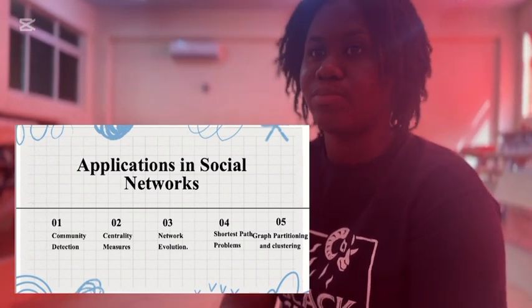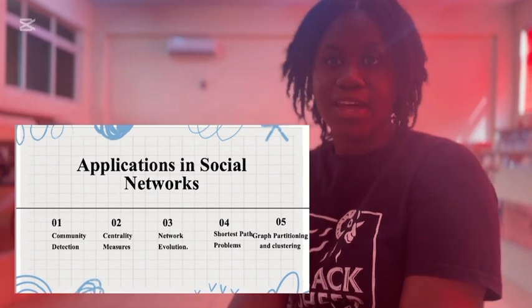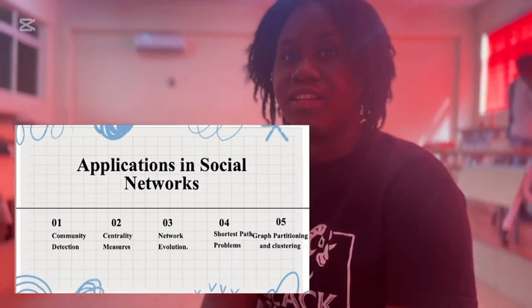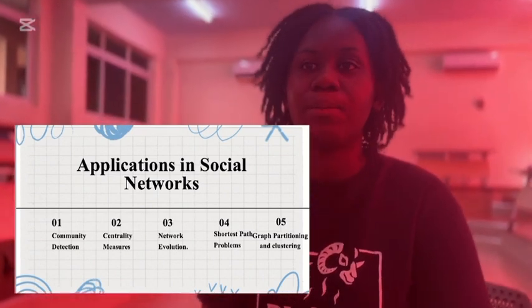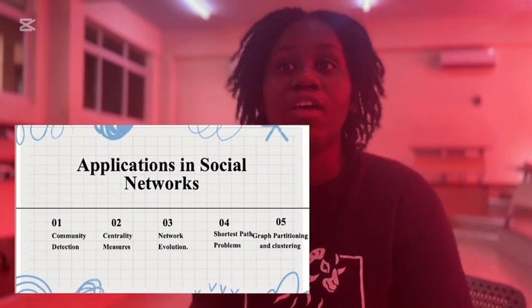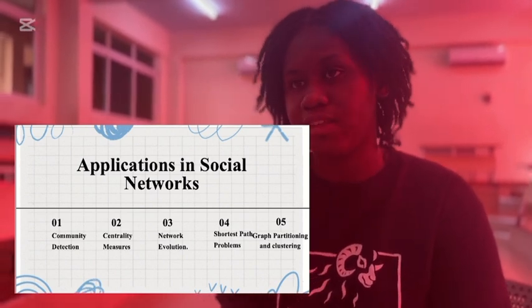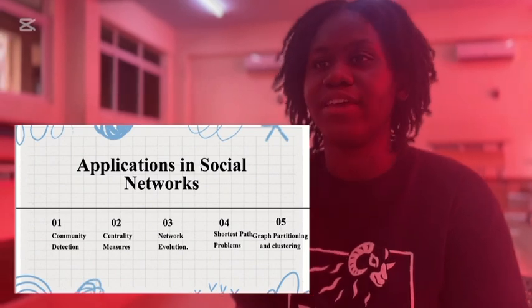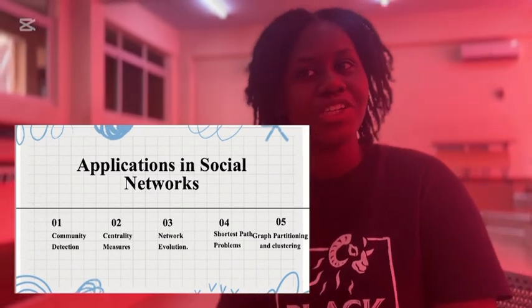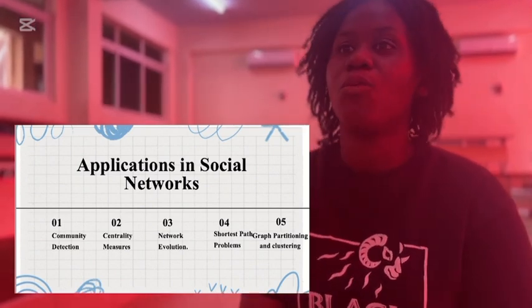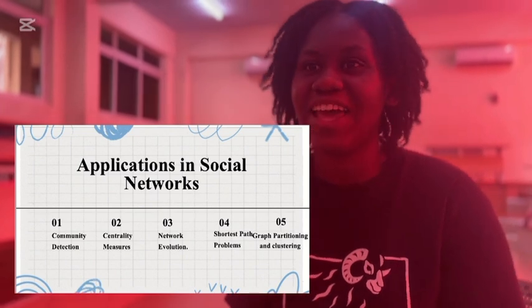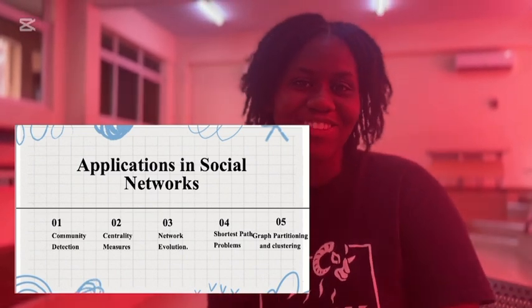4. Shortest path algorithms. In summary, graph theory is the backbone of social network analysis, from clustering users to amplifying influence, modeling growth, and optimizing connectivity. It enables social platforms to operate efficiently while delivering personalized and meaningful experiences to users.